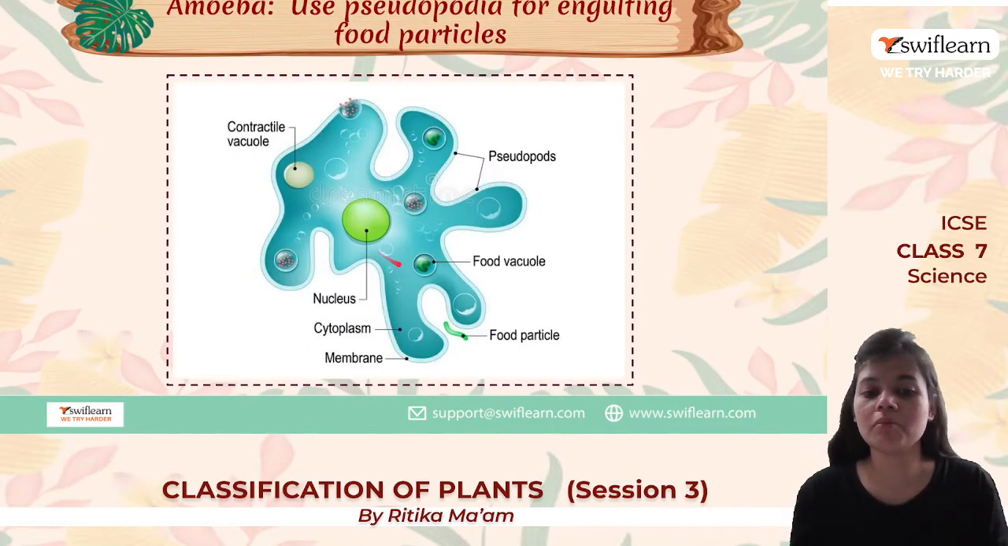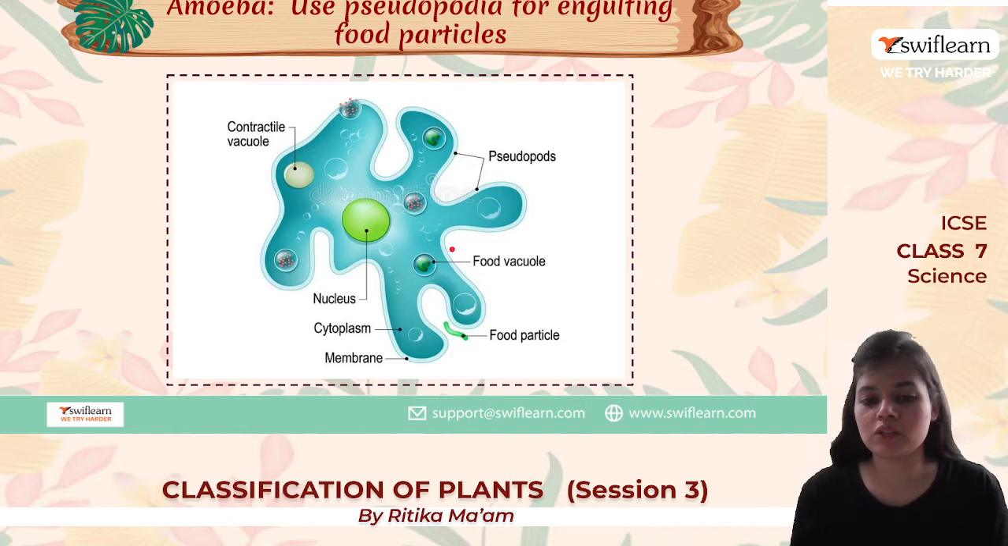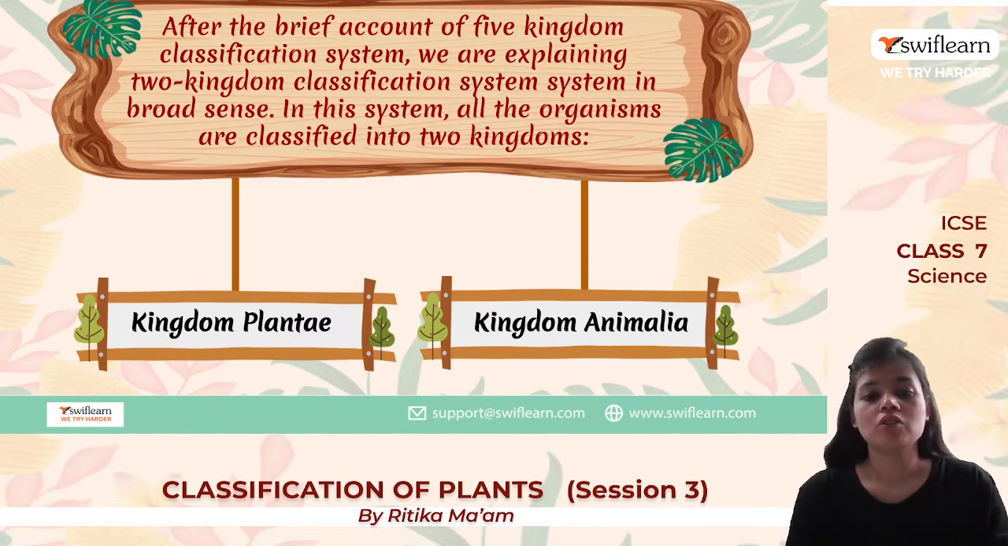So this is how amoeba looks, but it's not necessary, because as I told you, its shape continuously changes. There are some of the parts which we got to see, like the food vacuole. These are pseudopodia. This is the nucleus, cytoplasm. Then we have the contractile vacuole which is responsible for excretion, etc. Now, after a brief account of the 5 kingdom classification, we are explaining the 2 kingdom classification system in broad sense.